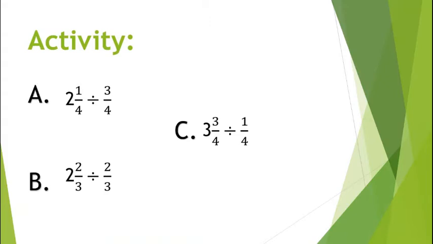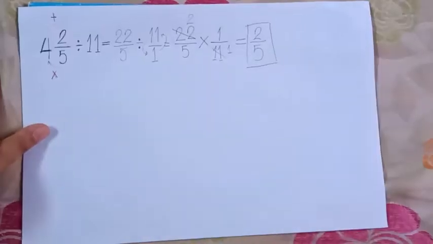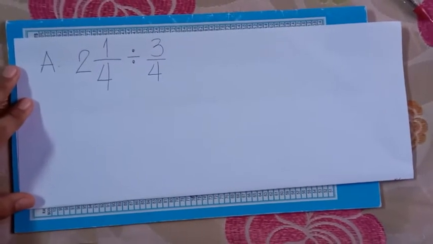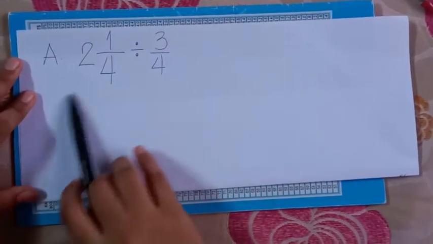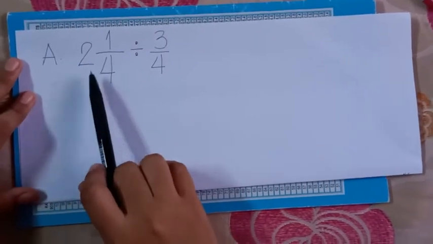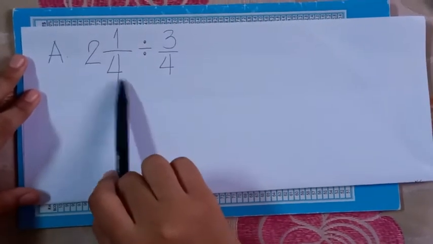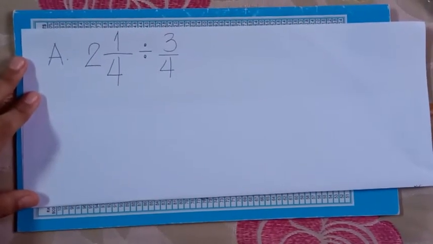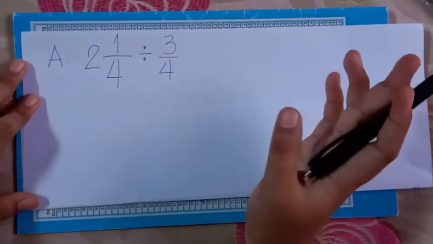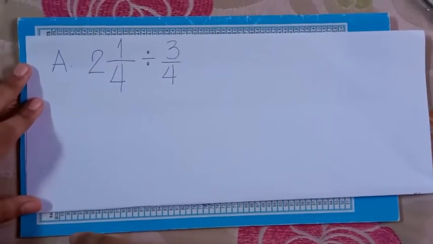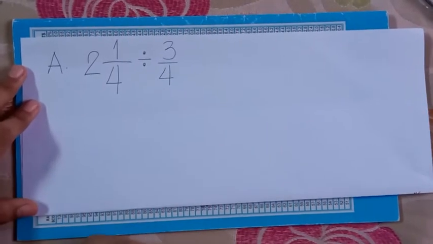So we have our activities. What would be the answer of the following divided fractions in letters A, B, and C? So let's start. In letter A, the first activity, we have 2 1/4 divided by 3/4. As you can see, we are dividing a mixed number and a proper fraction. So how can we do this? By a pie or divided pie.